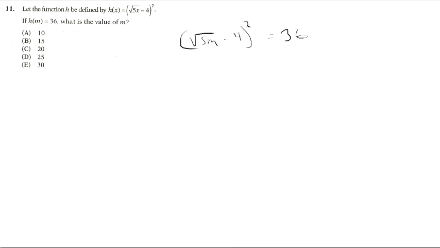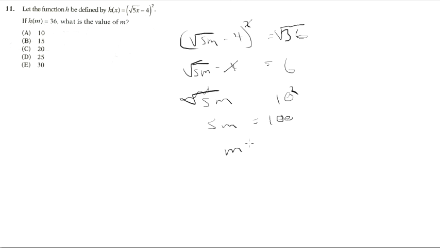Alright, so first we can get rid of the square here by taking the square root of that, giving 6. So the square root of 5m minus 4 equals 6. We can bring this over here to make it 10. So then if we square both sides to get rid of the square root, 5m equals 100, meaning that m equals 20.